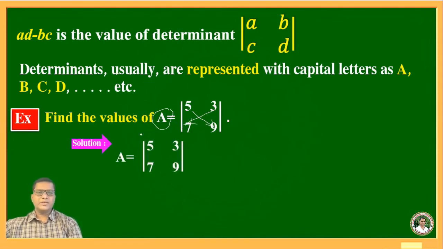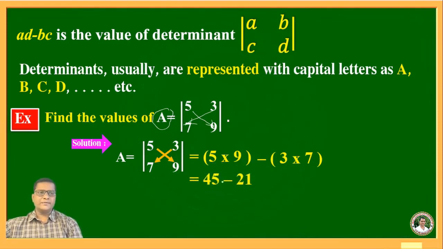First write down the given determinant as it is, then 5 into 9, the product of these two, minus 3 into 7. If we simplify this, 5 nines are 45 and 3 sevens are 21, means 45 minus 21. The subtraction is 24. Therefore, the value of the given determinant is 24 and this is the answer.